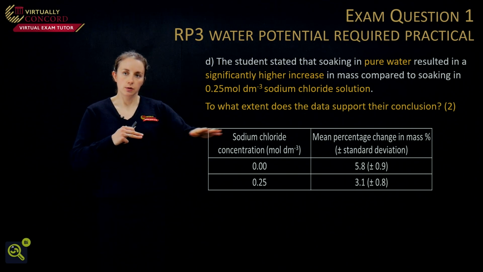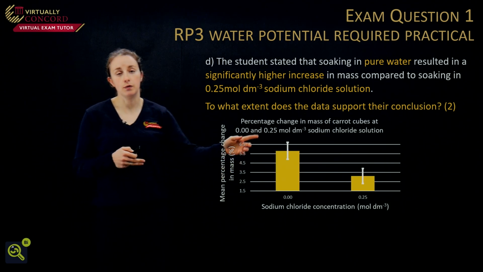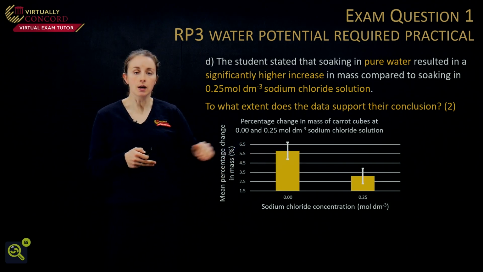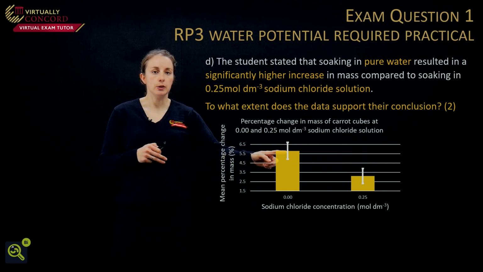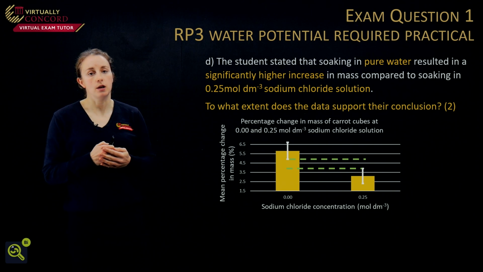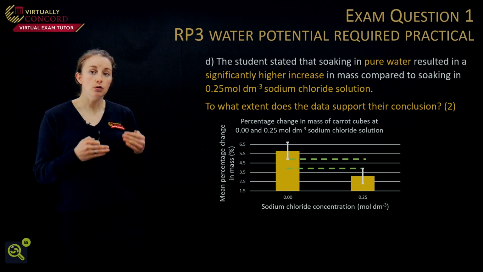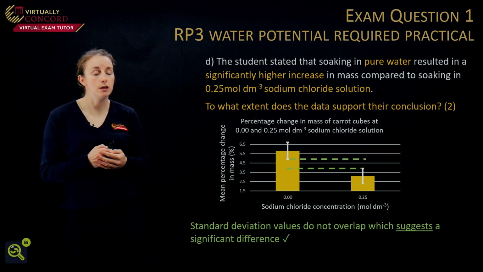You could be asked to work that out using the data in a table, or you could be given the same data in the form of a graph, which is a little bit easier to interpret. Here I've plotted my mean values and I've just plotted standard deviation error bars, so +1 and -1 standard deviation. Then you can just draw lines and you can see whether or not those bars overlap with each other. And here they do not overlap, and that suggests that there is a significant difference between those means.